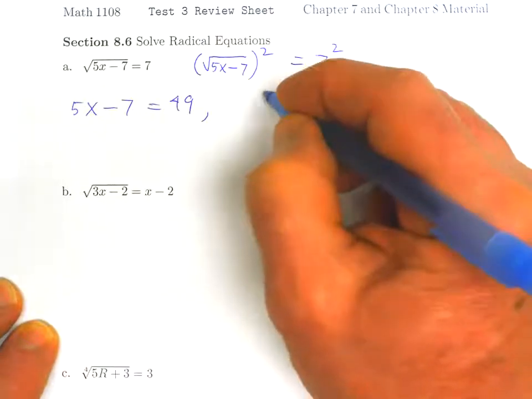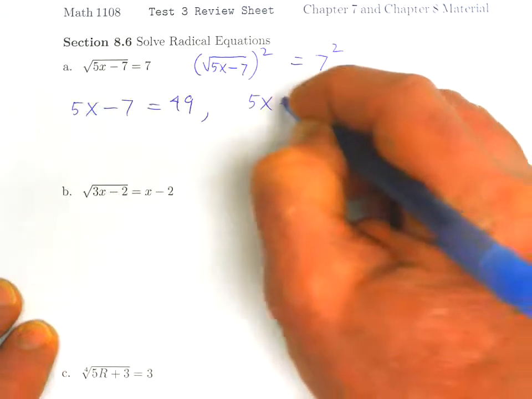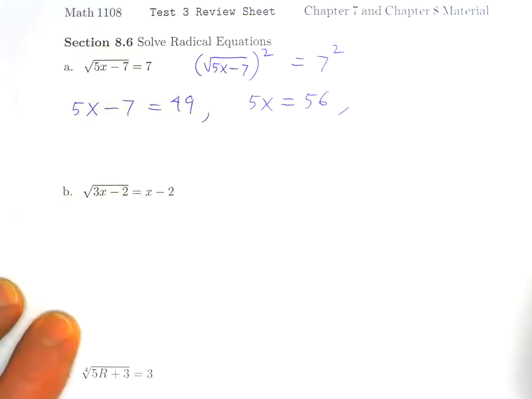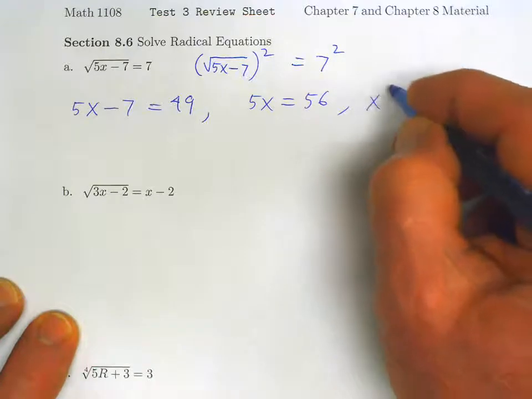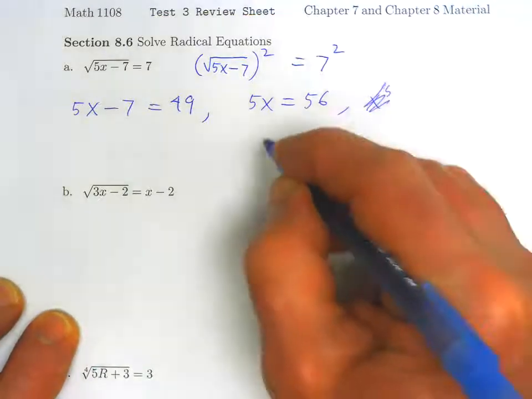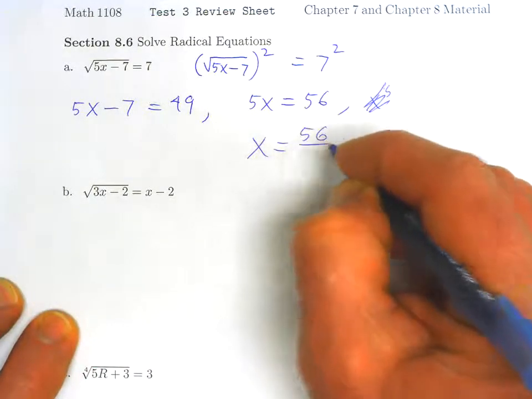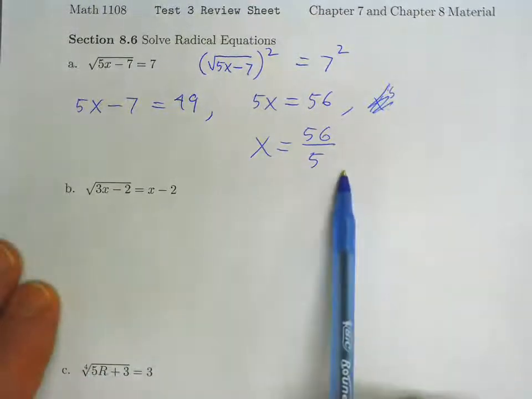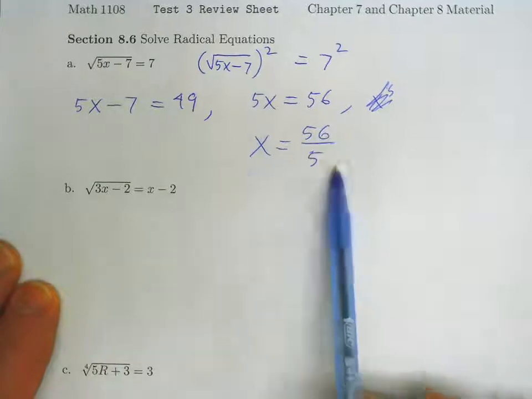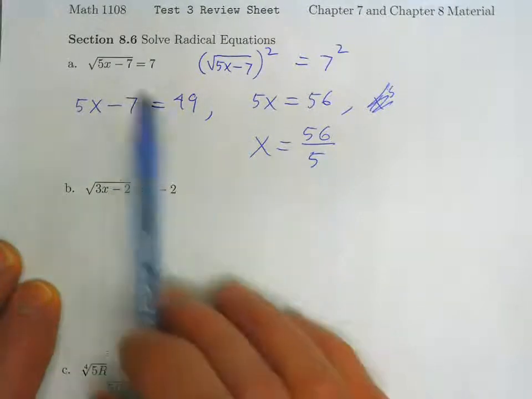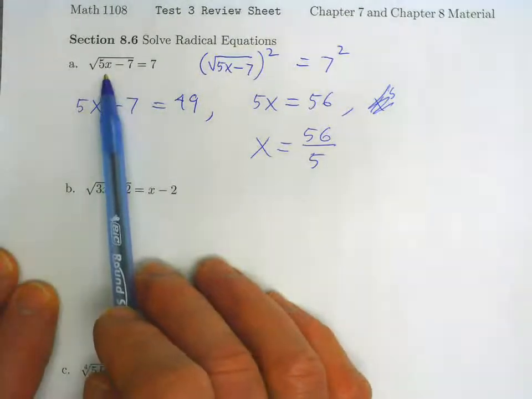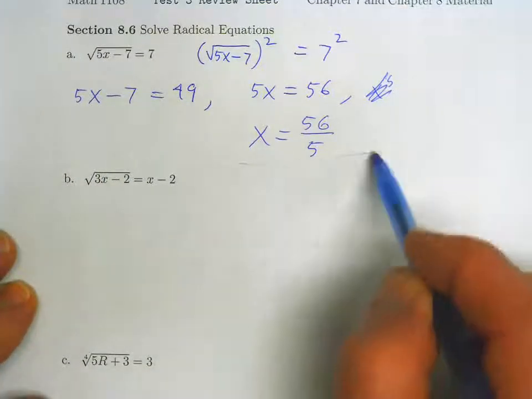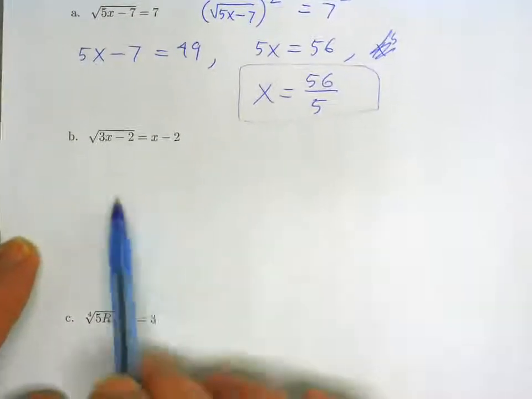And then add 7 to both sides. 5x equals 56. Then divide both sides by 5. X equals 56 divided by 5. And you can check and verify that this is the solution. It's only a couple of steps to check it. And it turns out that it works out. Okay, the next one is a little more involved.